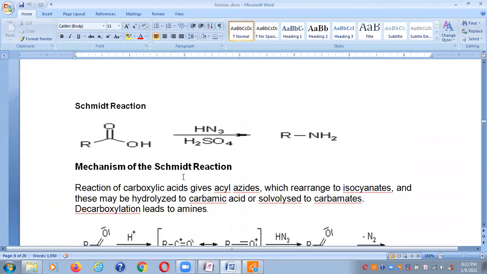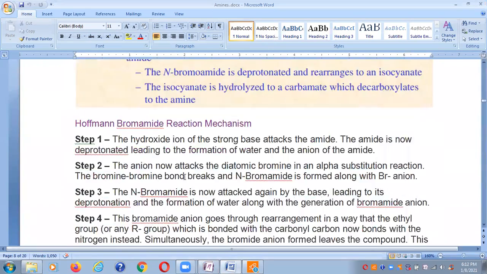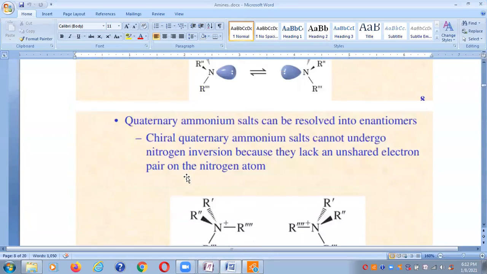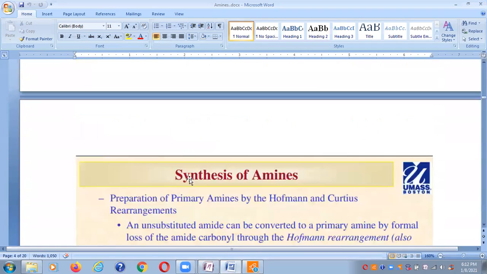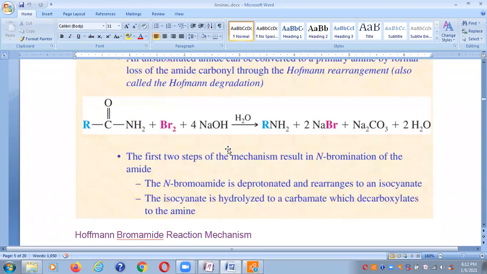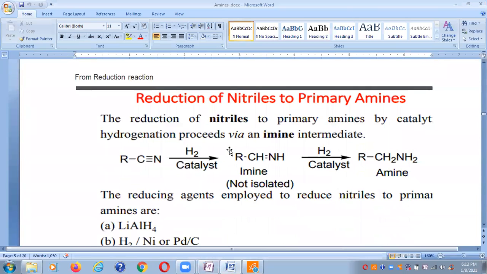So far we have discussed the classification and then the preparation of amines. How we can prepare by alkylation of ammonia. Second one is Gabriel phthalimide synthesis. The specialty of this reaction is we can prepare only primary amines. Next is the Hofmann bromamide reaction, and then the Schmidt reaction. After that we have reduction of nitriles.